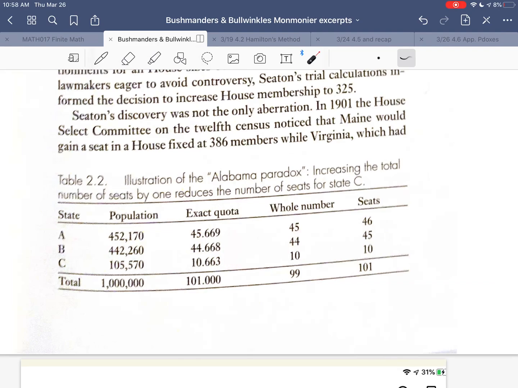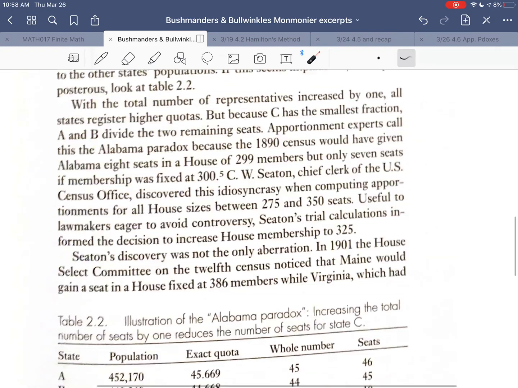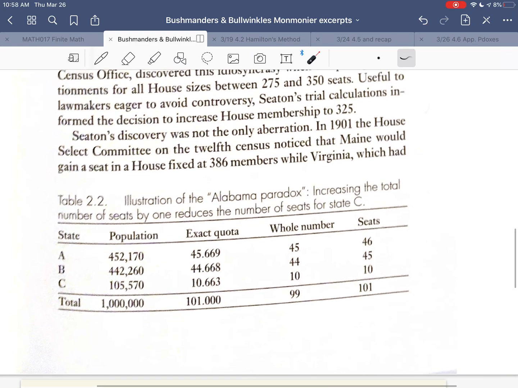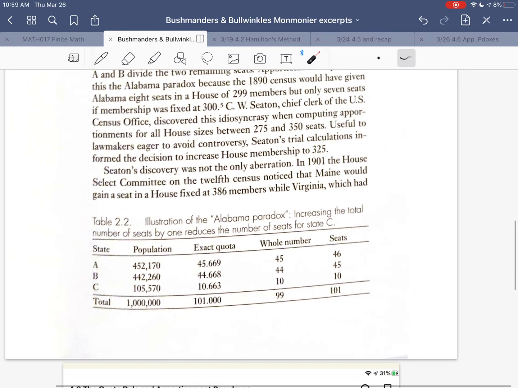But now look at what happened. Because we divided by a different standard divisor, our decimal bits changed. Now A and B have higher fractional parts than C, whereas before, nothing changed about their populations, just the number of seats. And so now states A and B have the highest residues, so they get the seats, and C only gets 10 seats. So this is exactly what happened to Alabama.